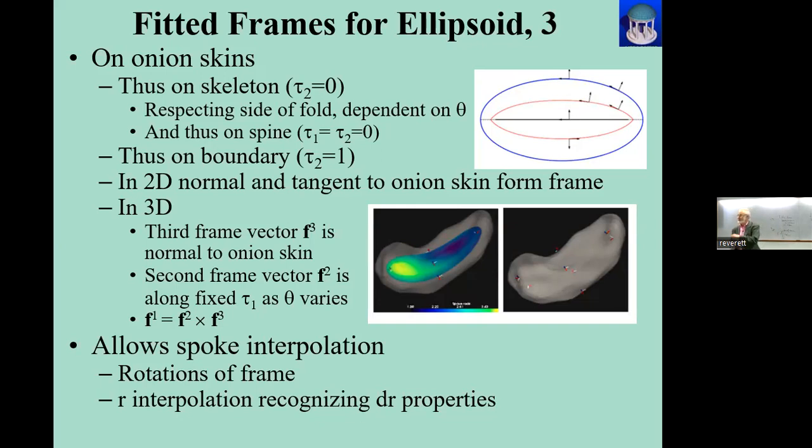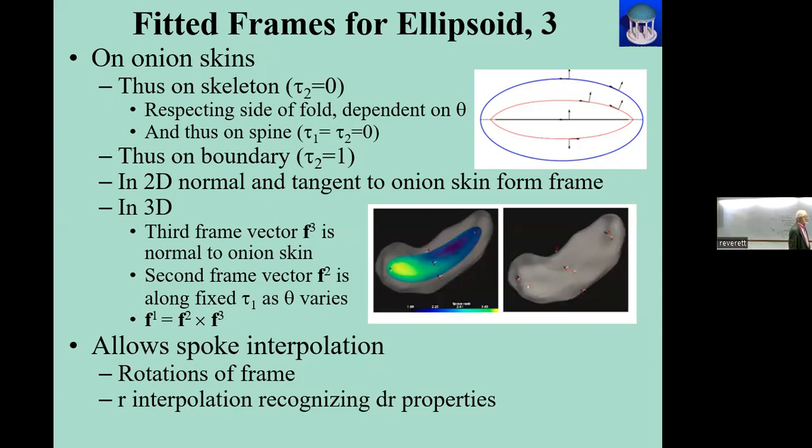I have a question. Yeah. So you've chosen to make the second frame vector fix tau 1 and vary theta. So why not fix theta and vary tau 1? Yes. Why not? Somehow the notion of theta varying being more basic, because it's what describes where you are on the spine, seems to make intuitive sense, but yeah, it's a matter of intuition. You're right.